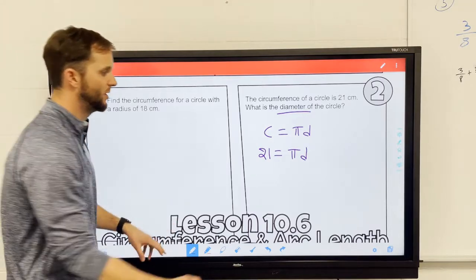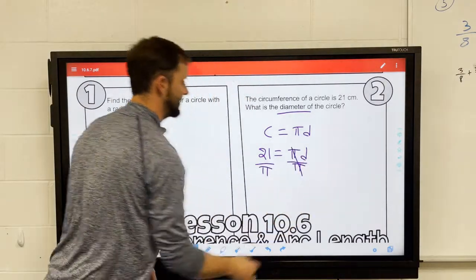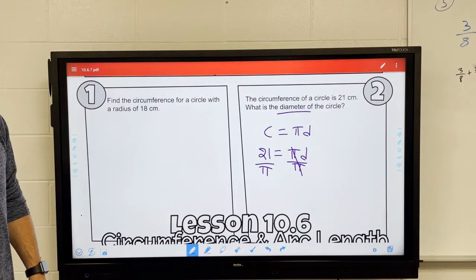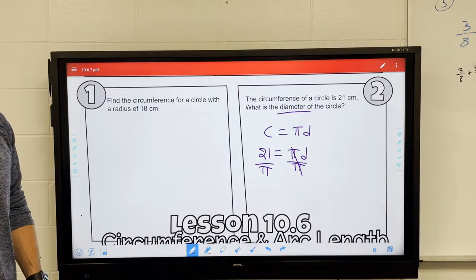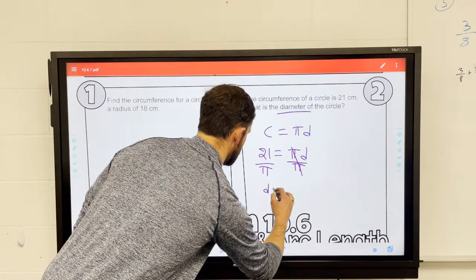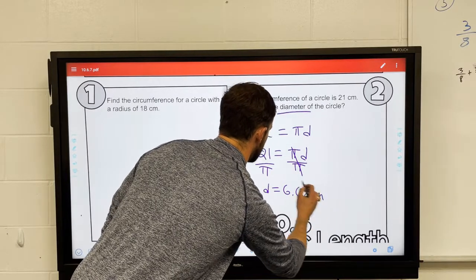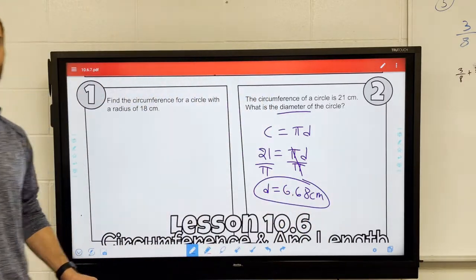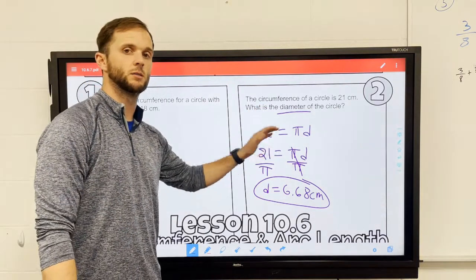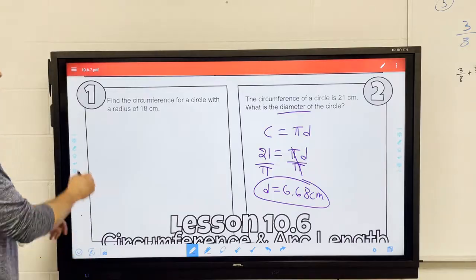So to get the diameter by itself, I would then have to divide by pi to get rid of that to get d by itself. So I'm going to do 21 divided by pi, and that's going to give me 6.68 rounded to the hundredths place. So my diameter would in return be 6.68 centimeters, okay? So again, plug in what you know and solve for what you don't know is the idea behind this one, okay? Let's jump over to example number 3.